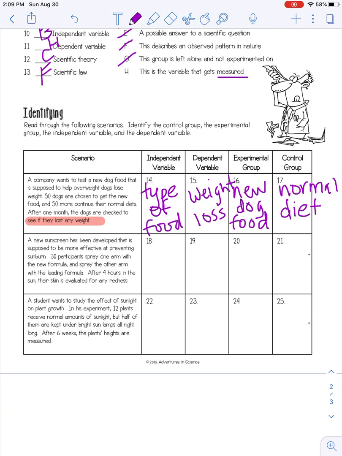Alrighty, let's take a look at this next one. A new sunscreen has been developed that is supposed to be more effective at preventing sunburn. 30 participants spray one arm with the new formula and spray the other arm with the leading formula. After 4 hours in the sun, their skin is evaluated for any redness. So what is the one thing that we are purposely changing between the two groups? It would be the type of sunscreen.